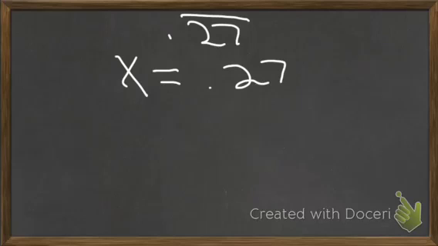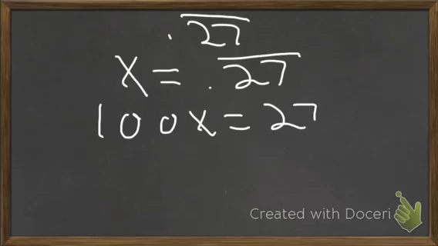In our next example, we will have 0.27 repeating. Well, now two decimal places are repeating, but we're still going to have to create an equation here. So x equals 0.27 repeating. Since two decimal places are repeating, we're now multiplying both sides by 10 squared. 10 squared is just 100. So we will get 100x equals 27.27 repeating.